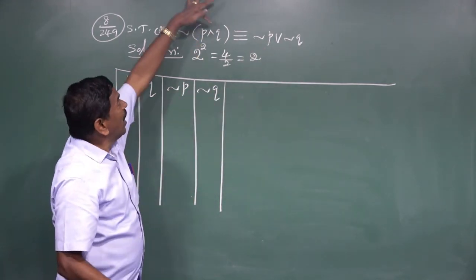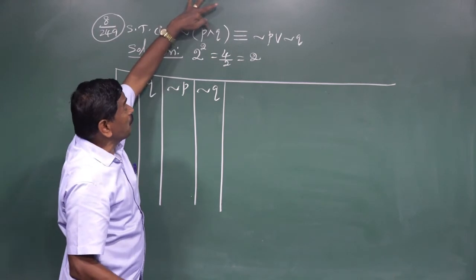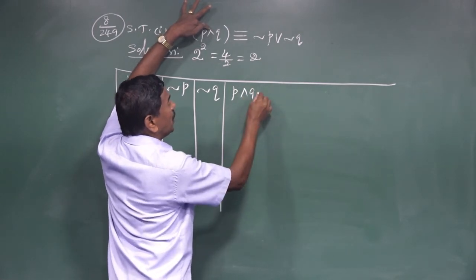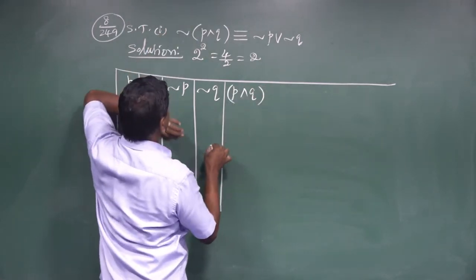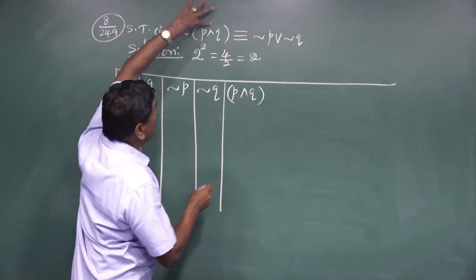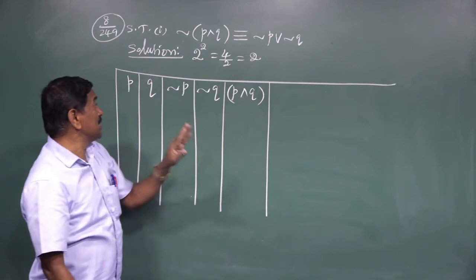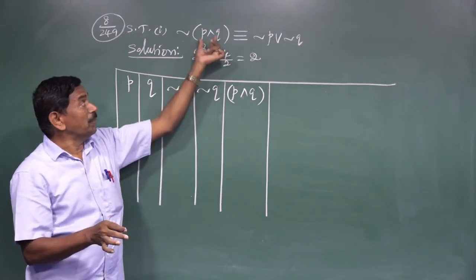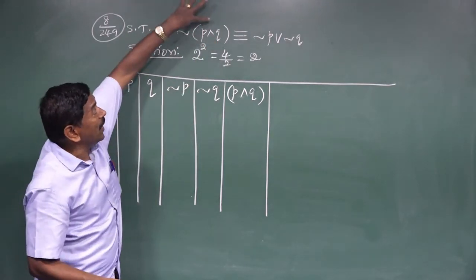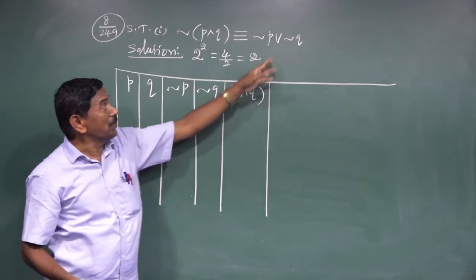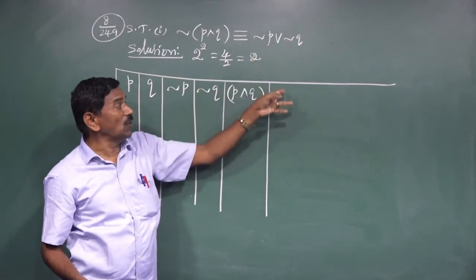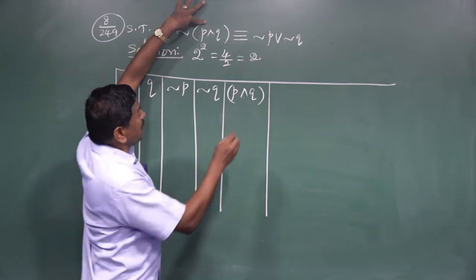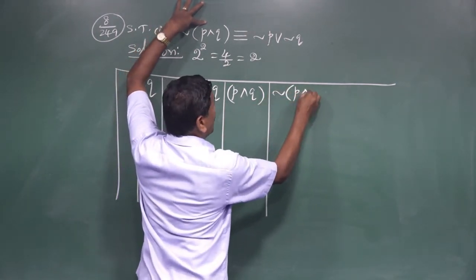Next, come to the bracket. First complete the bracket answer, that is, P and Q. The bracket only we want to find. Then take the total statement. Listen again, it is very simple: P, Q, then negation P, negation Q. Since negation is available, first you write it, then complete the bracket, P and Q. Then take the whole statement. Here only one bracket is available, and on the right hand side there is no bracket, so first complete the bracket. The bracket answers are completed. Then take the whole statement, which is the negation of P and Q.